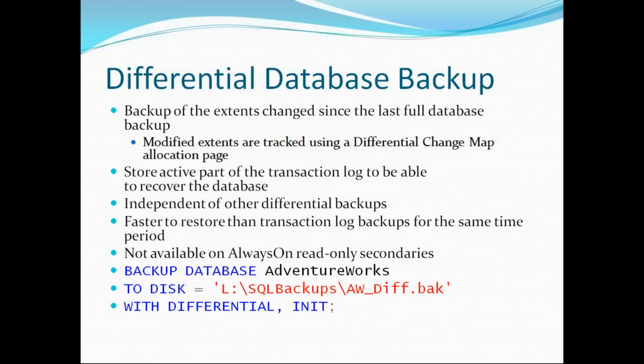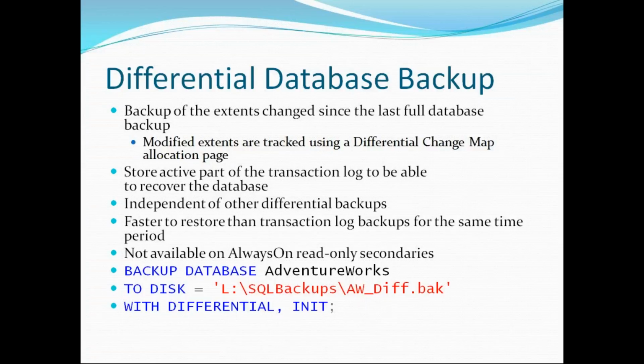The next is the differential database backup. Backups extents changed since the last full database backup. Modified extents are tracked using the differential change map allocation page. It stores the active part of the transactional log to be able to recover the database, independent of the other differential backups.